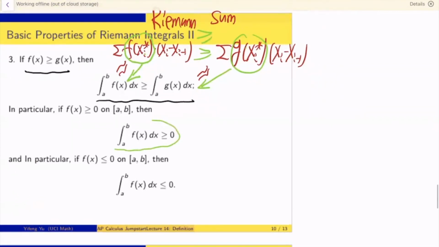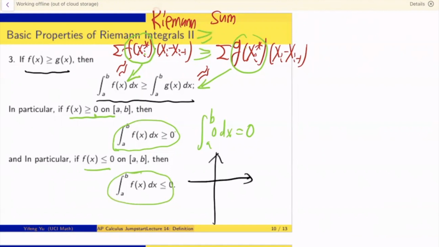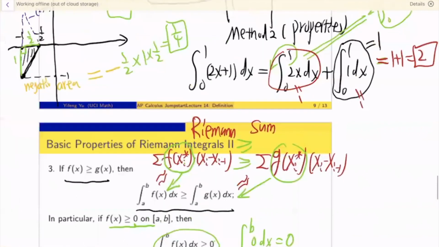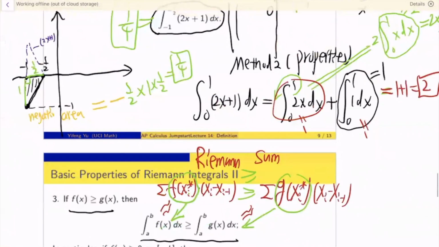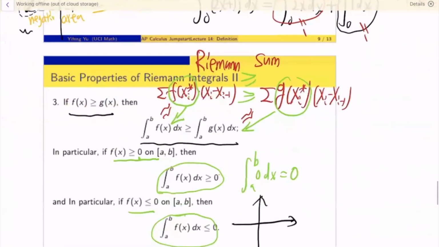This is similar if you let g be 0. If you change this to the integral of 0 dx, of course it is just 0. So if f is greater than 0, you get a positive integral. If less than 0, you get a negative integral. That's similar to the problem we studied before. If you look at this example, the function is negative, so the integration gives basically a negative area.